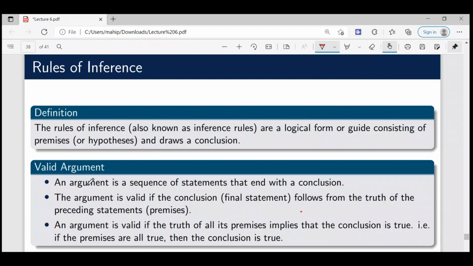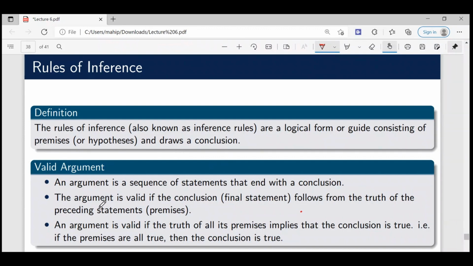So for that, we need to understand what a valid argument is. An argument is a sequence of statements that ends with a conclusion. Basically, we start with this set of hypotheses. In between, we use this guide, which is nothing but the rules of inference. And finally, we come to a conclusion. This conclusion may match the given conclusion C, or it may not. It depends upon the context and how we simplify the given set of statements.